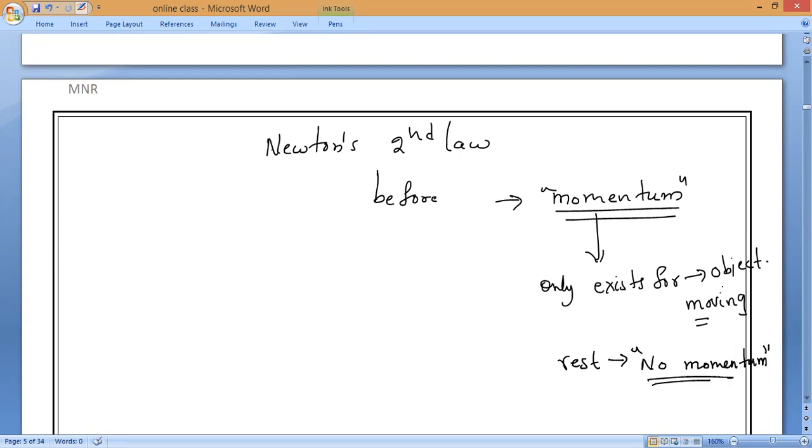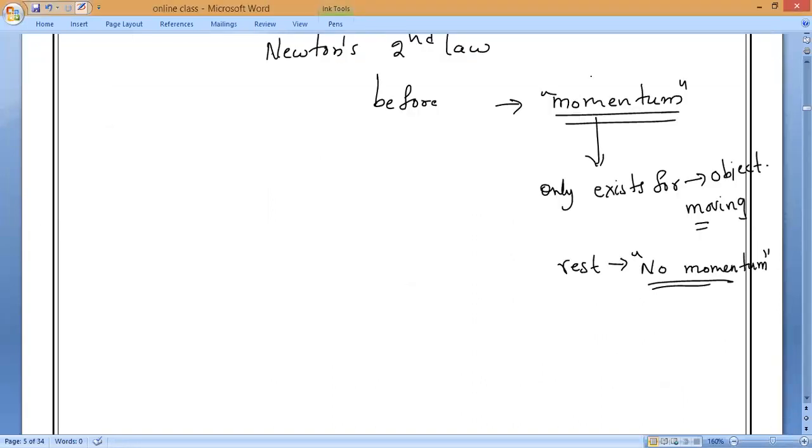You will understand why I said this once you come to know what momentum means. Shall we start, everybody? Now let us see what we mean by momentum. If you understand momentum, then it is easy to study Newton's second law.